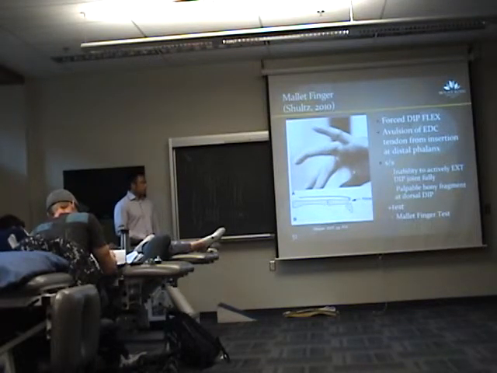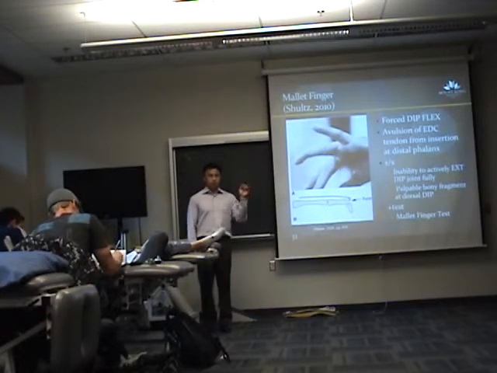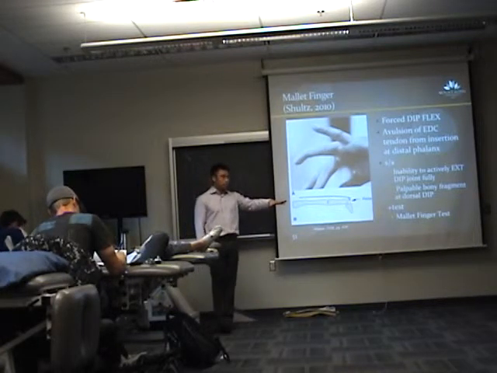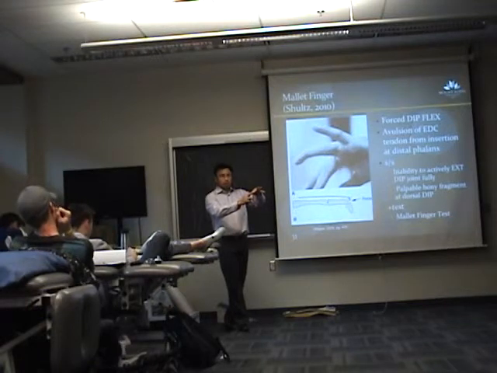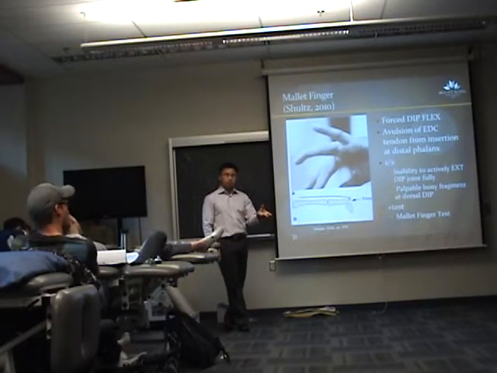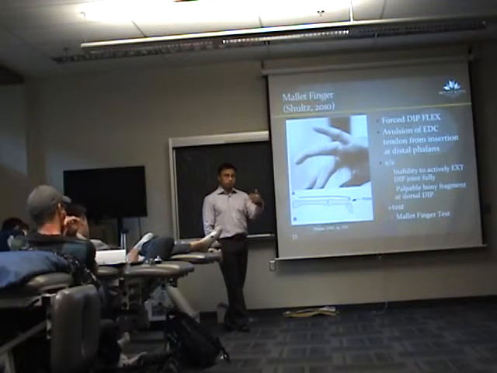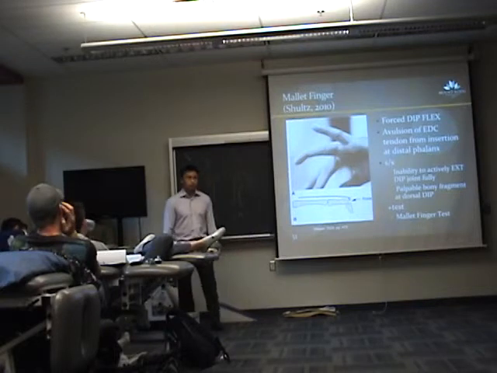And the main thing that distinguishes this from the other ones we talked about is the inability to extend the distal phalanx. The mallet finger test is, can you straighten out your fingers? If you ask them to actively extend their fingers and they cannot extend that last interphalangeal joint, that, along with the history, the mechanism, and observations, indicates a potential mallet finger.